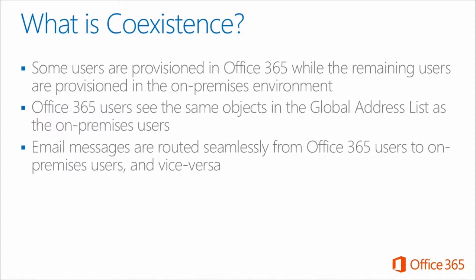So coexistence means seamless email, global address list, and really having a great experience when it comes to mail flow. They both see everyone in the GAL. They both have contoso.com, even though some of them are on Exchange on-prem, some of them are on Office 365. And they can mail each other, and the mail just flows nice and naturally.